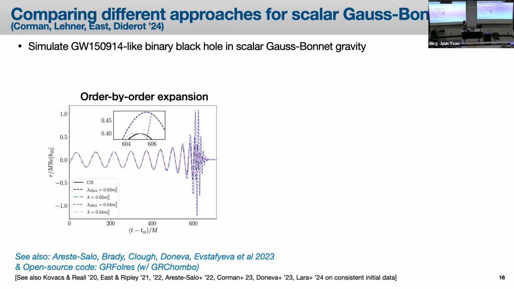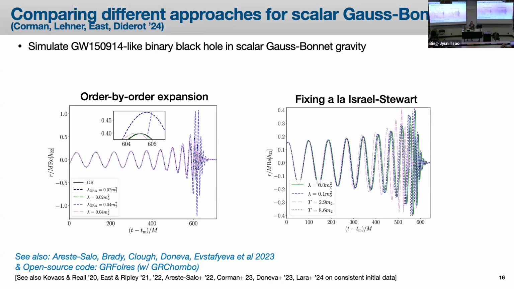The order by order expansion, one is here, the other one actually exceeds here. So you really get an over amplification, and this is due to the secular effects that are partially non-physical that I mentioned earlier. Okay, so this is order by order expansion.